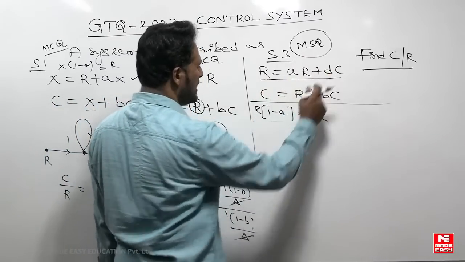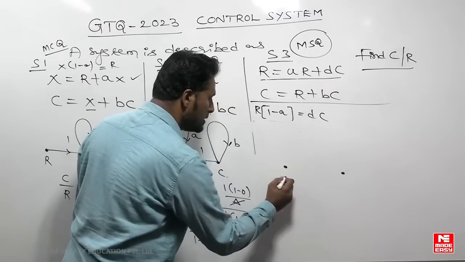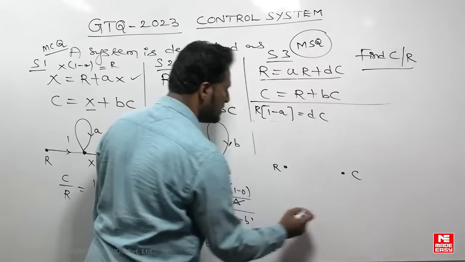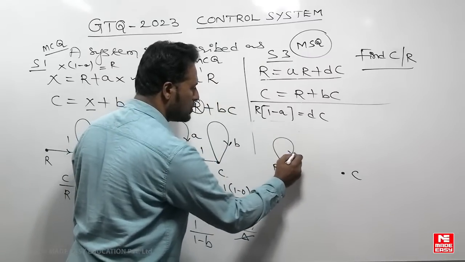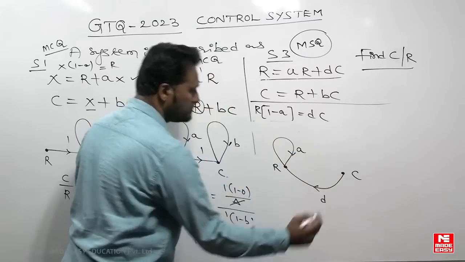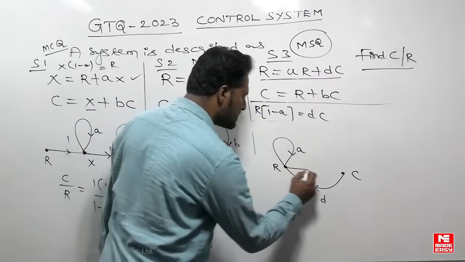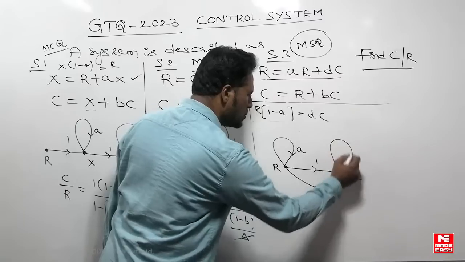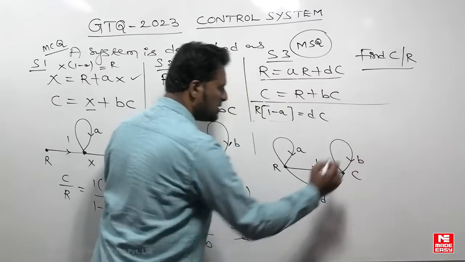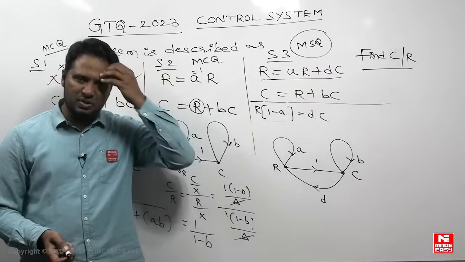R is equal to AR plus DC. There are two variables, one is R and the other is C. R is equal to AR plus D into C. C is equal to R plus BC. This is the signal flow graph for this particular system.